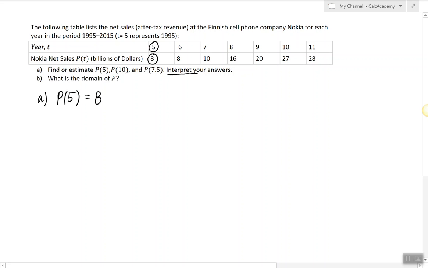Now, what does it mean to interpret the answer? That means we have to attach the meaning to the numbers. All of these values now have a meaning in the context of the problem. 5 is not just 5, but 5 represents a year. So t equals 5 represents 1995. So we can say that in 1995, the net sales were 8, and it's not just 8, it's 8 billions of dollars.